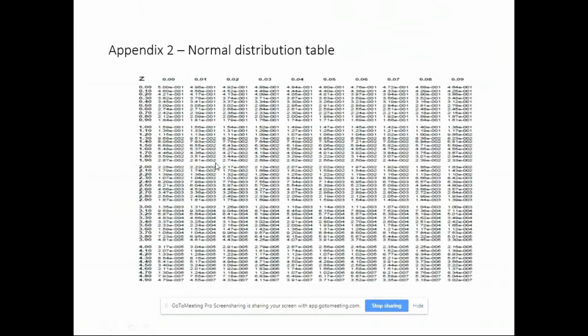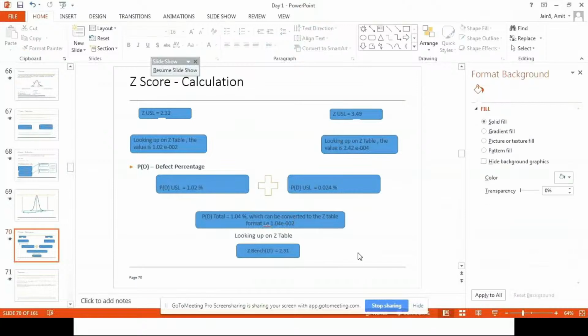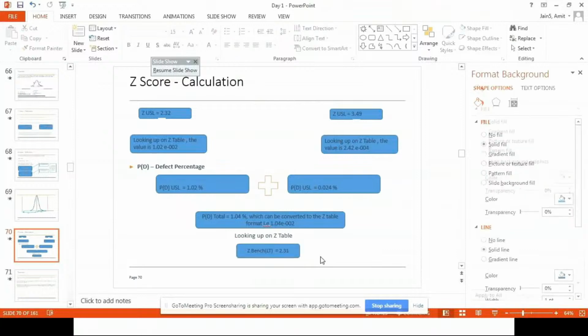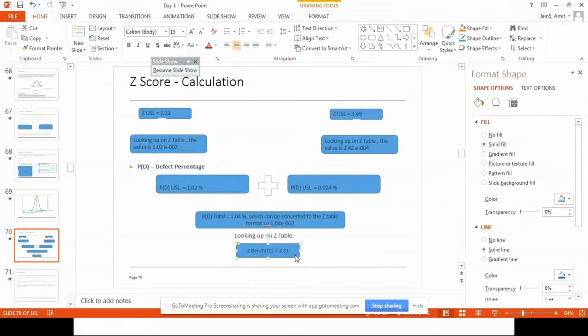Now the way to look at it here, first we find the portion where it has 002. So 002 is right here. Then we look up for 1.04. There it is. 1.04. There we go. So this is 2.31. 2.31. Okay, so if we convert it to Z bench or long term, what we get is 2.31, which is the sigma value of this particular process.